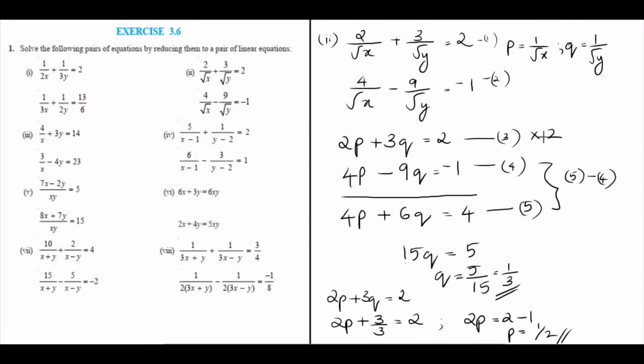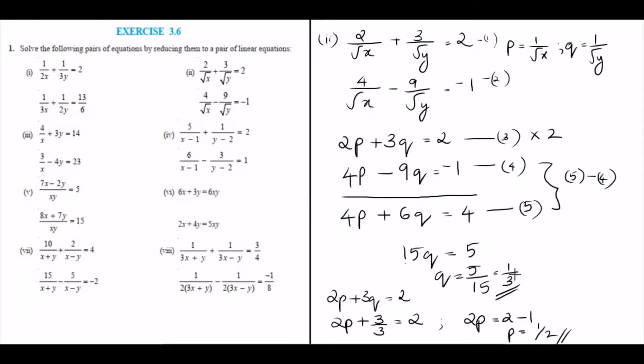That is, I have made the coefficient of p variable the same in both the equations. So multiply this equation by 2. Then you will get 4p plus 6q is equal to 4. So here the coefficient of p variable is the same, that is 4. So subtract these equations, then you will get 15q is equal to 5. So q is equal to 1 by 3.